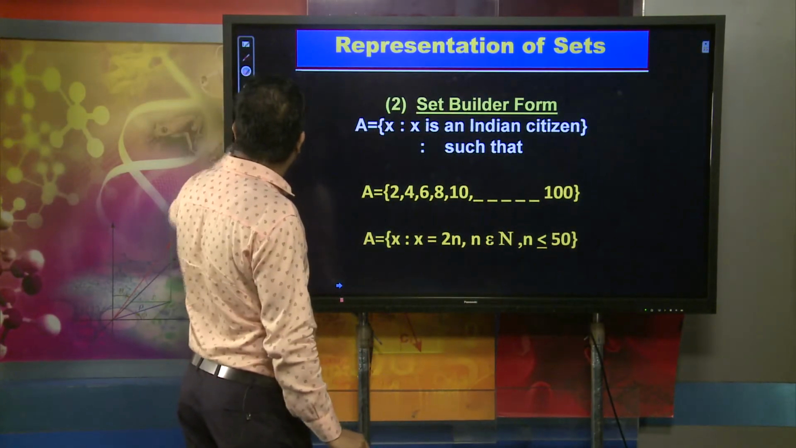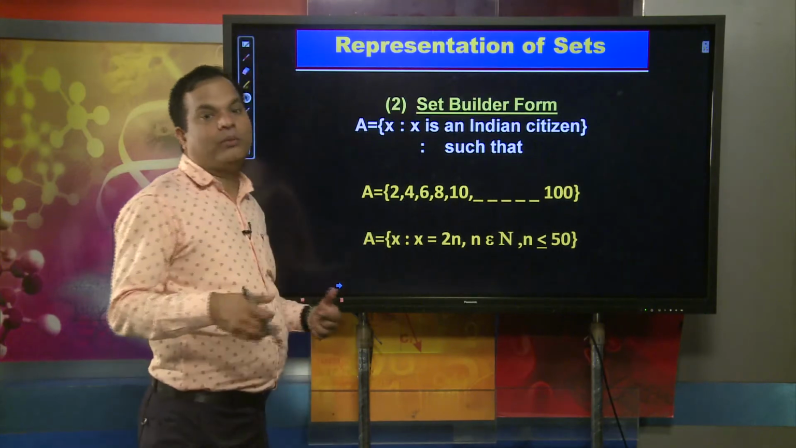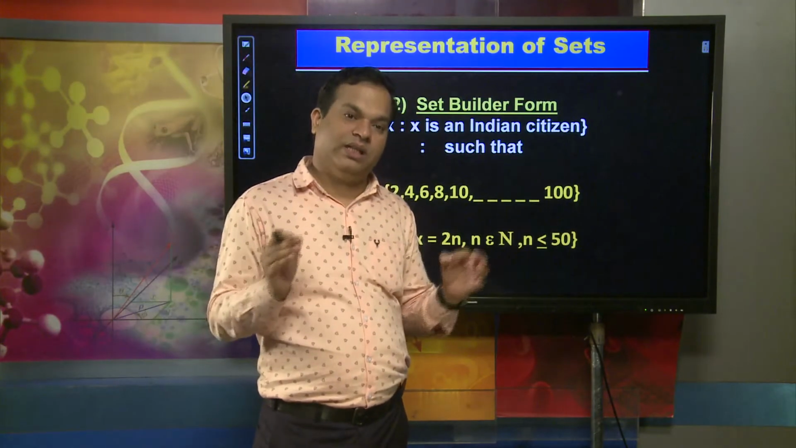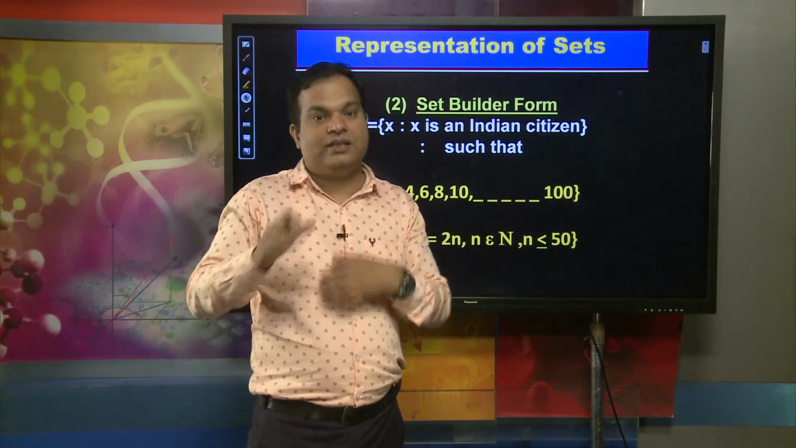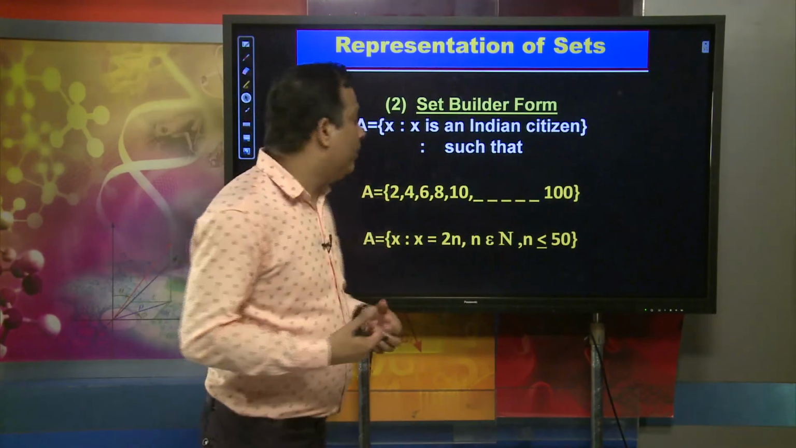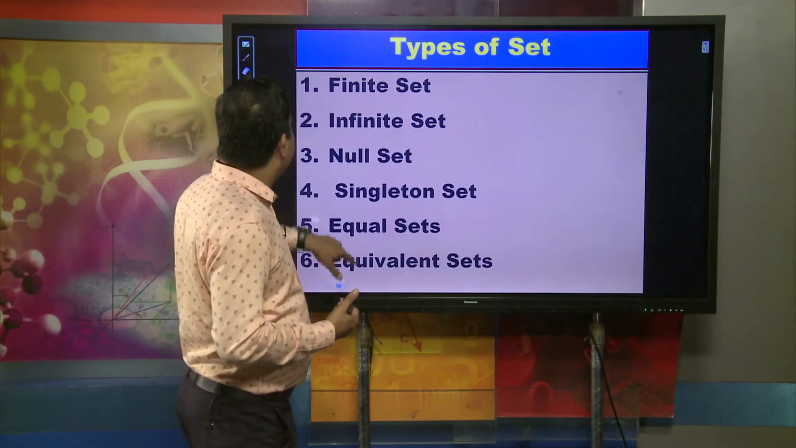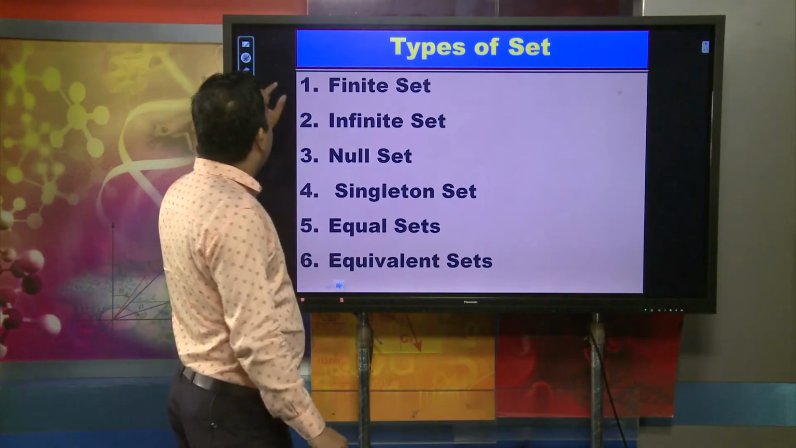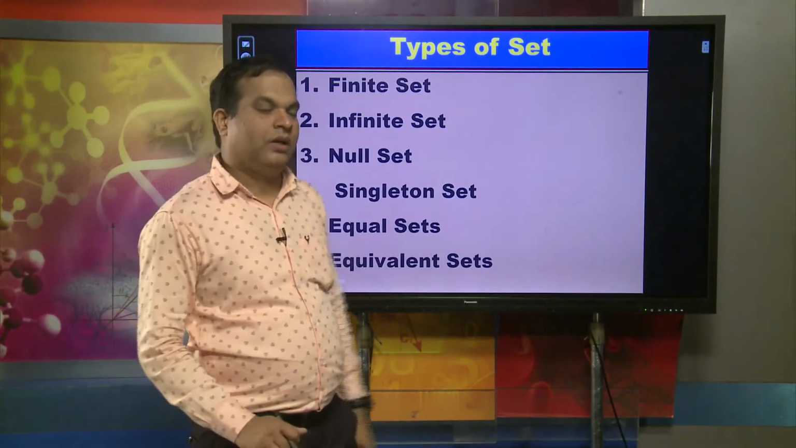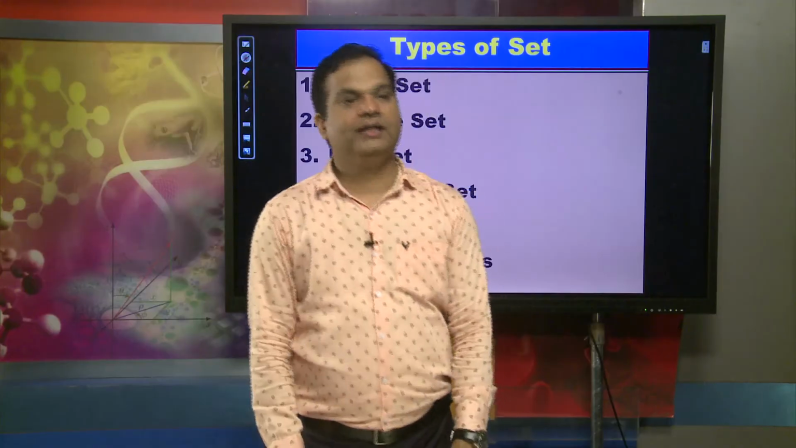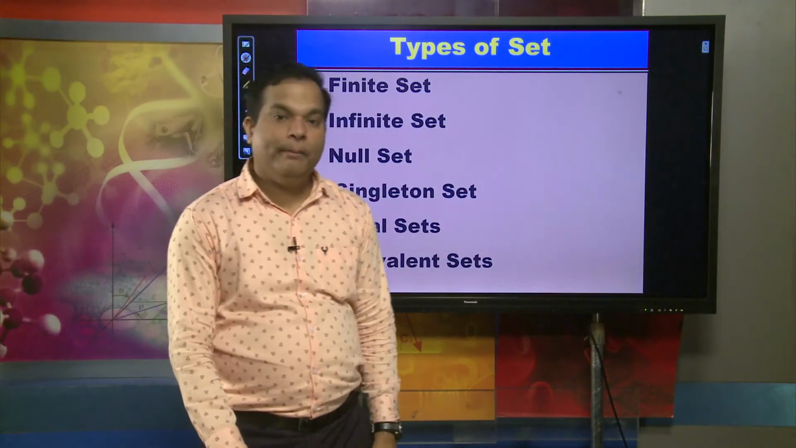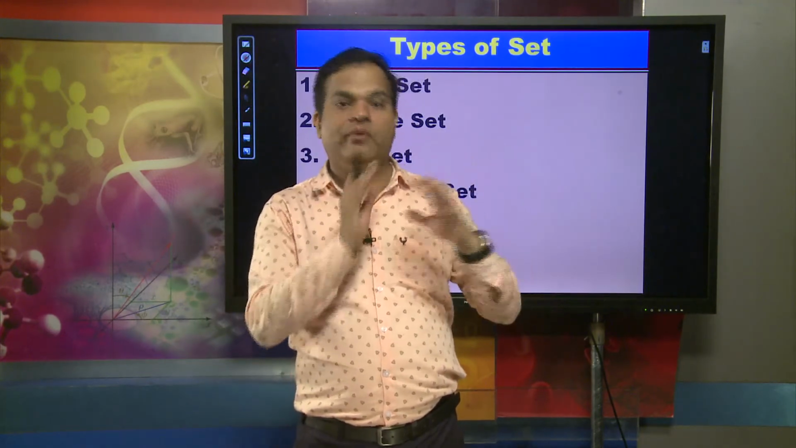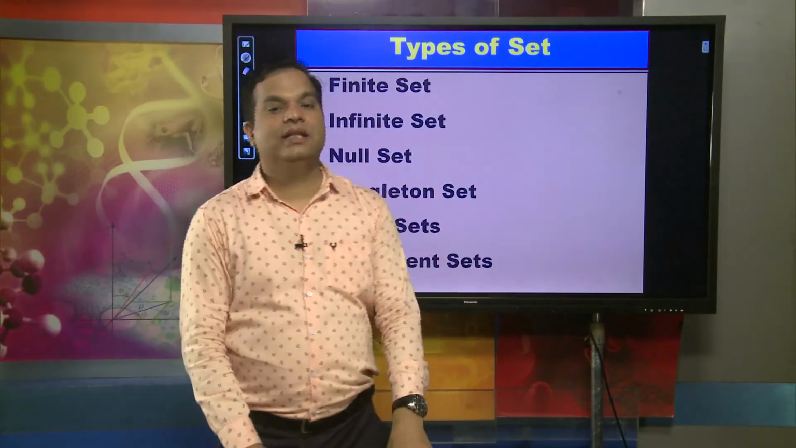And now we will move to another concept: what are the different types of set. Types of set are defined in terms of their characteristics, their behavior, as per their features. When talking about types of set, the first thing we must understand is the finite set. If the number of elements is countable, then we can say these are finite sets.